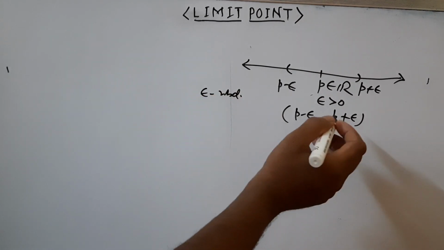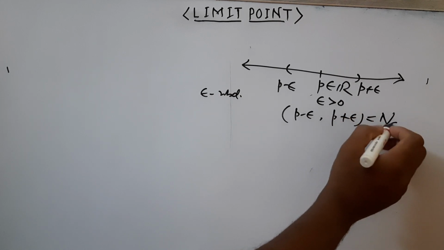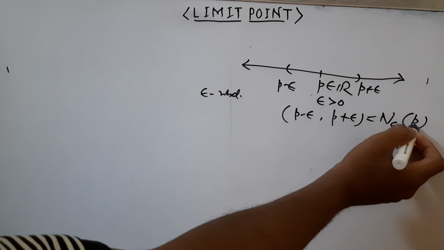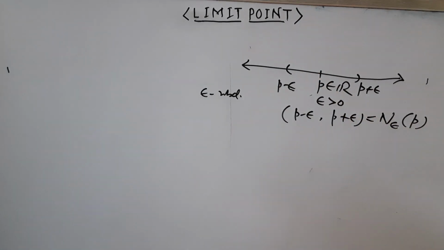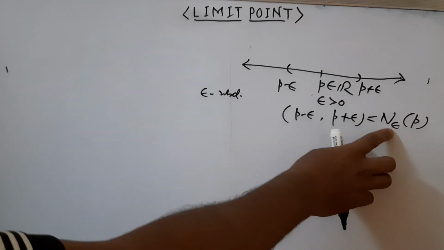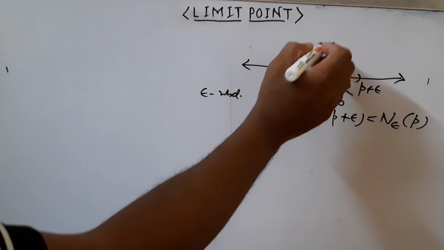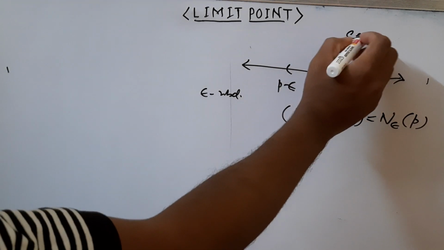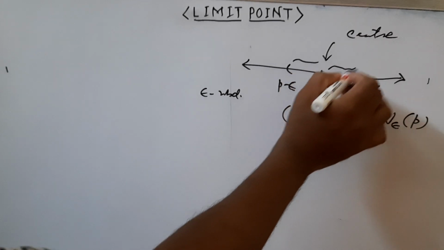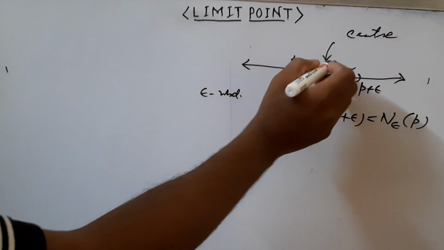neighborhood of the point P, and it is denoted by N epsilon P, where P is called the center of this epsilon neighborhood of the point P, and epsilon is its radius, because its center and this distance is epsilon, which is radius, this one.